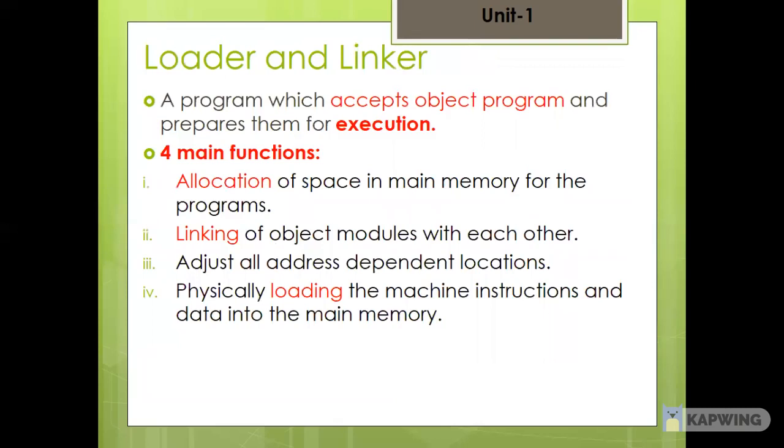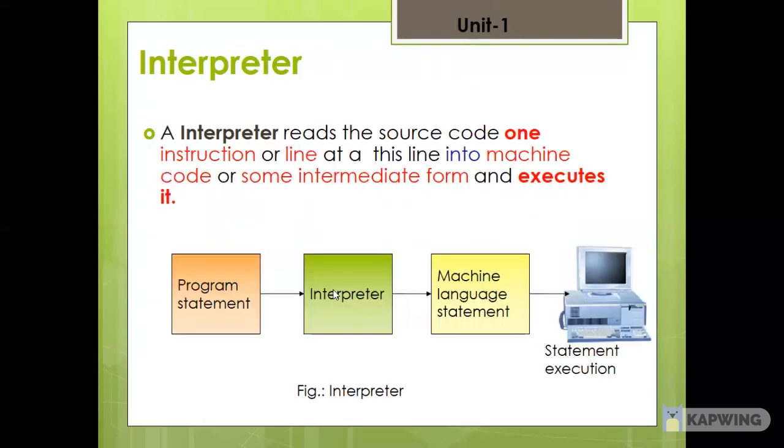Then the next one is linkers and loaders. The program will accept object programs and prepare them for execution. The main four functions are allocation of space in main memory for the programs, linking of object modules with each other, adjusting all the address-dependent locations, and physically loading the machine instructions and data into main memory. So these are the main four functions of linkers and loaders.